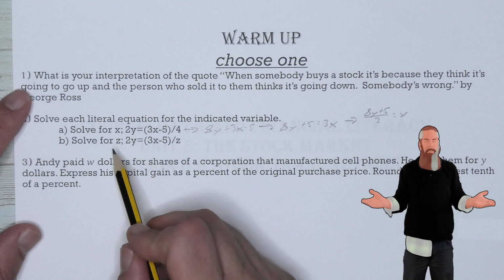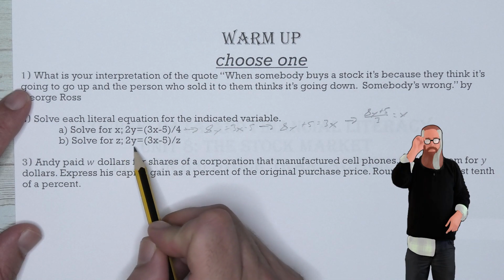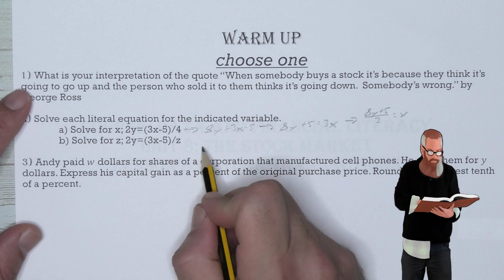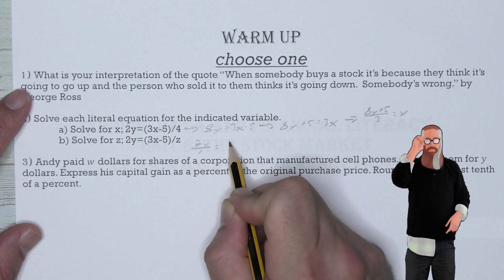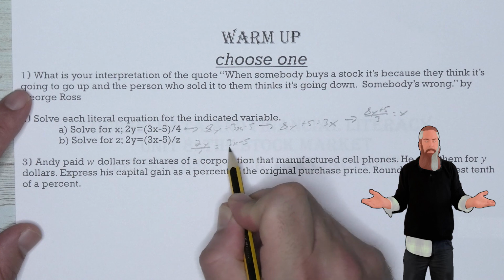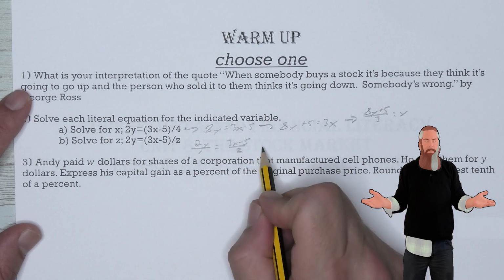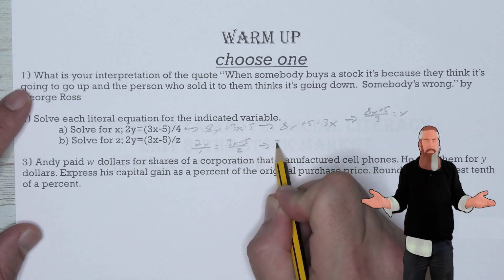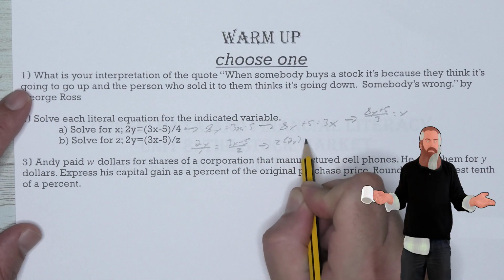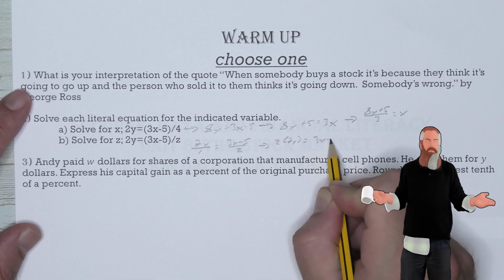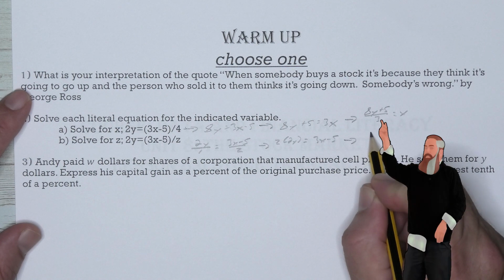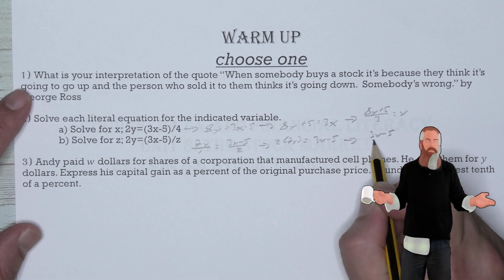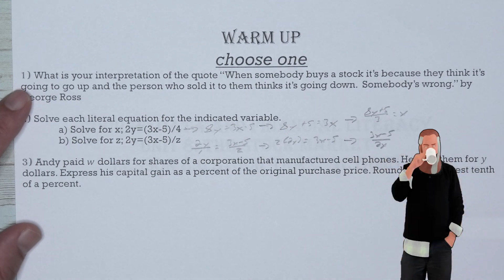And if we're going to solve this for z, I'm going to rewrite it so that I can see 2y over 1 is equal to 3x minus 5 over z. This is just so that I can see z times 2y is equal to 3x minus 5. Dividing both sides by 2y is going to give me z equals 3x minus 5 over 2y.